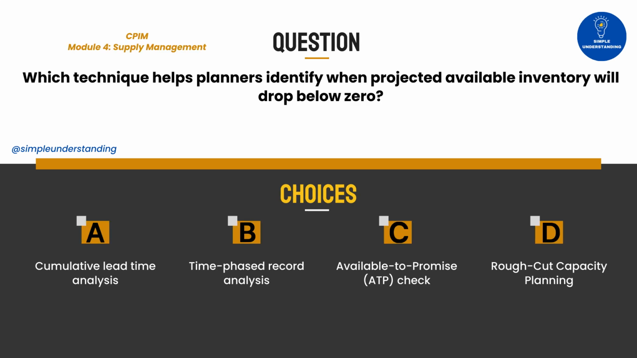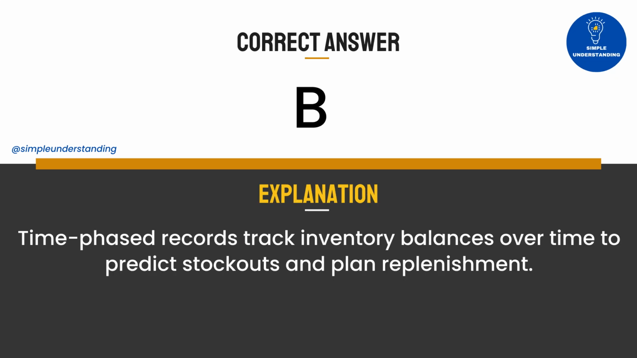Question 3. Which technique helps planners identify when projected available inventory will drop below zero? A. Cumulative lead time analysis. B. Time-phased record analysis. C. Available to promise, ATP check. D. Rough cut capacity planning. Correct answer. B. Explanation. Time-phased records track inventory balances over time to predict stockouts and plan replenishment.